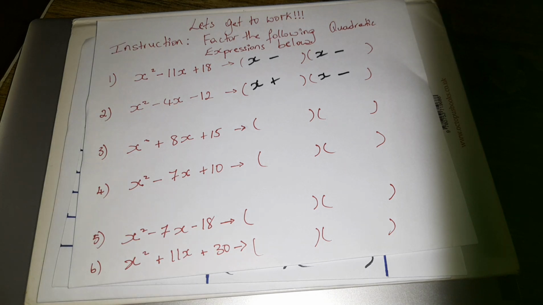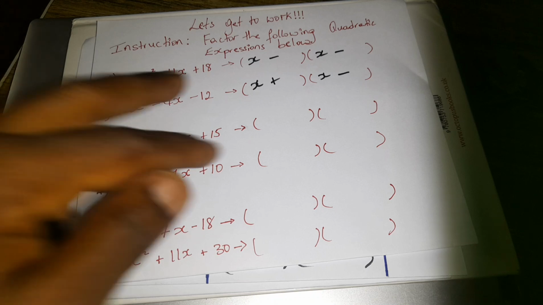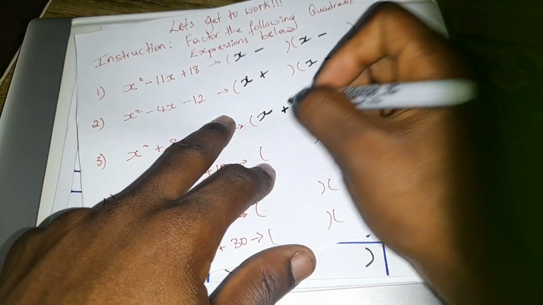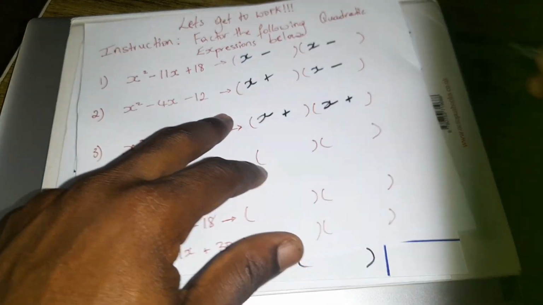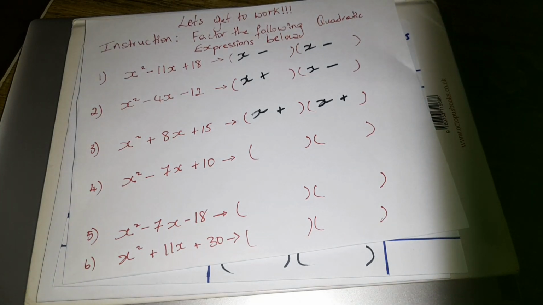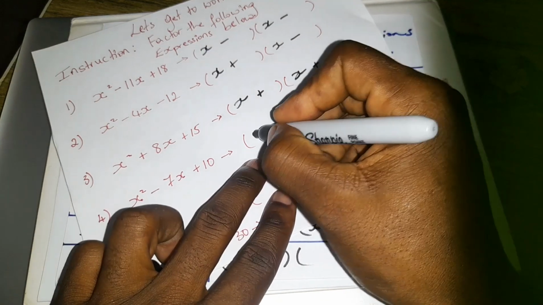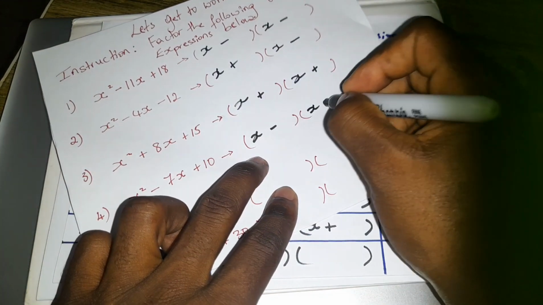Question 3, B and C positive. That is level 1 there. So the signs must be positive. Question 4. B alone is negative. That means that's a level 2. That means negative and negative.